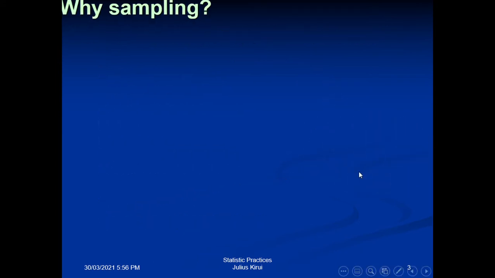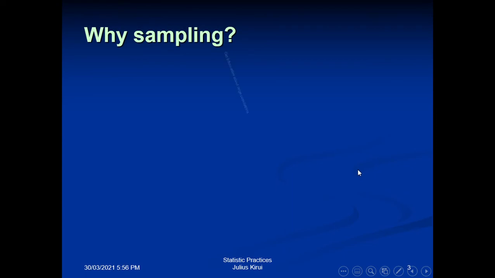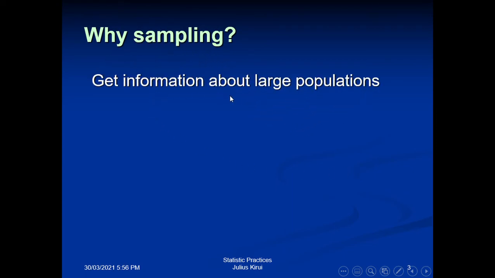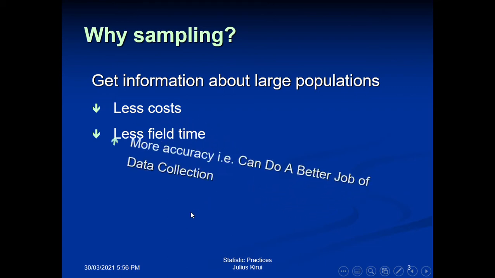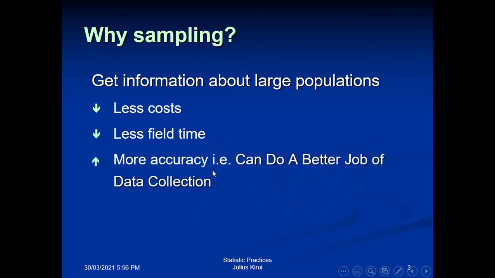Now we have talked about the importance, why sampling is required, and we have looked at getting information about the larger population. Number one, less cost, it is very cheap. Number two, less field time, you take the least time possible. Number three, more accuracy, it is very accurate. When you have small data, you will be able to do the needful within a shorter period of time, and you will collect the best data out of what you are researching.